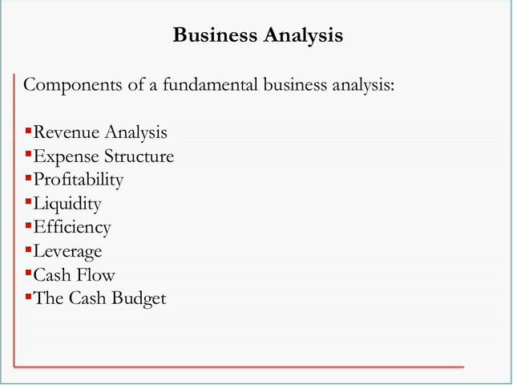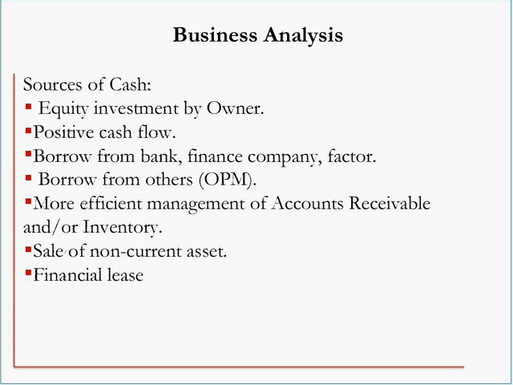All right? And last, we got the cash budget, and I have a slide for that. We got sources of cash, and the next one will be uses of cash. Where does cash come from? Again, equity investment by owner. We always love that as lenders. Positive cash flow from operations: you are taking in more money in revenues than you are spending in expenses associated with those revenues. You can always borrow from a bank, a finance company, or a factor.